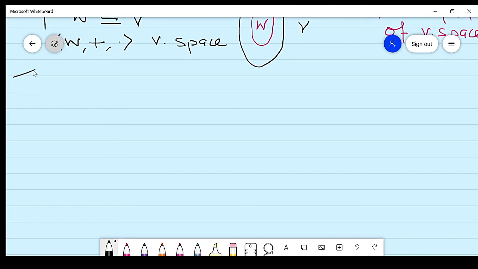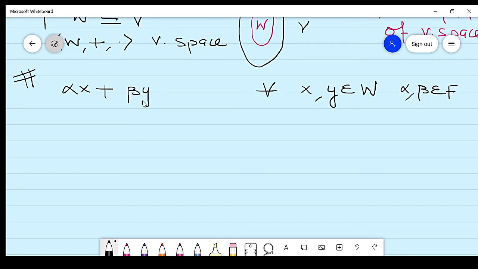So how can we check that W is a subspace? If we take x, y, two vectors belonging to W, and alpha, beta belonging to the field, this implies alpha x plus beta y belongs to W. Okay. So it means W is a subspace of the vector space V.